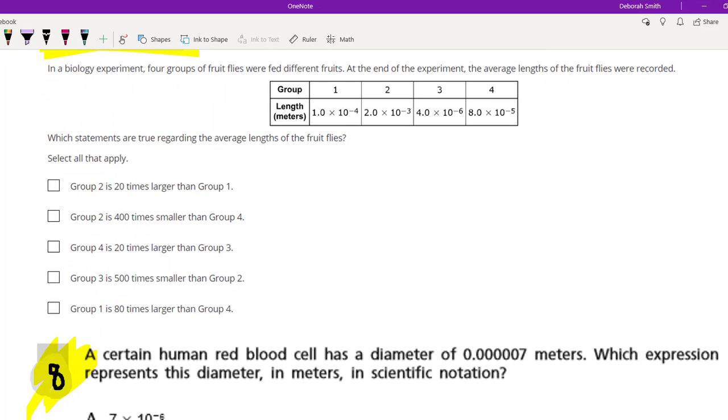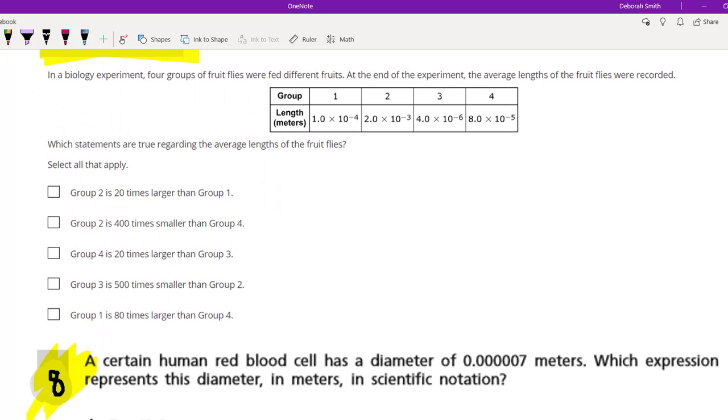Next, in a biology experiment, 4 groups of flies were fed different fruits. At the end of the experiment, the average lengths of the fruit flies were recorded. Which statements are true? Group 2 is 20 times larger than group 1. Okay, so divide group 2 by group 1. That's how you're going to find that.